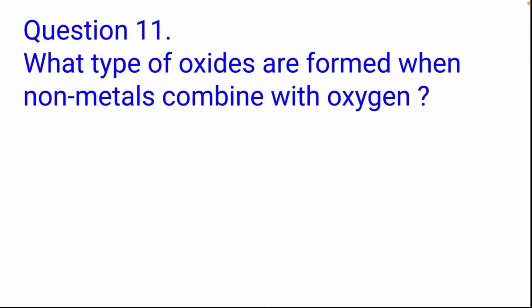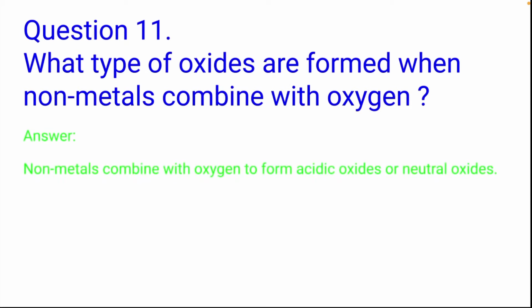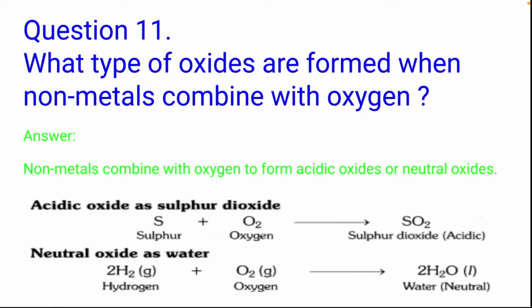What type of oxides are formed when non-metals combine with oxygen? So children, can you tell me what type of oxides are formed when non-metals combine with oxygen? The answer is, non-metals combine with oxygen to form acidic oxides or neutral oxides. For example, an acidic oxide is sulfur dioxide, where S plus O2 gives SO2, and a neutral oxide is water, that is H2 plus O2 gives H2O.